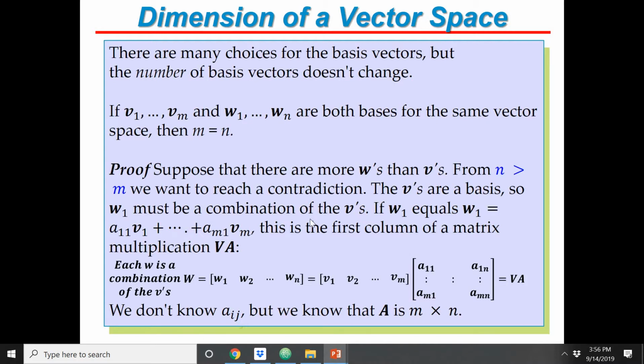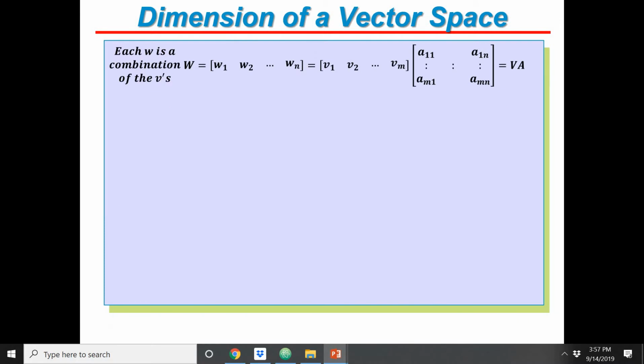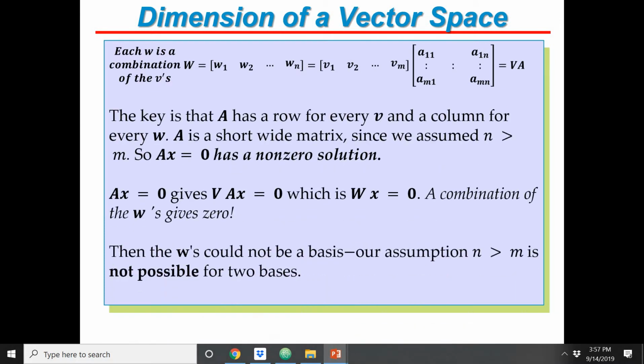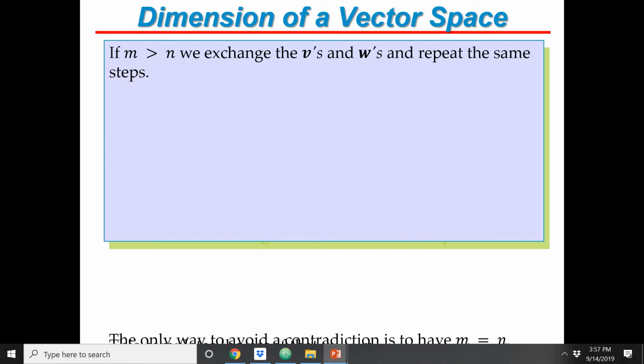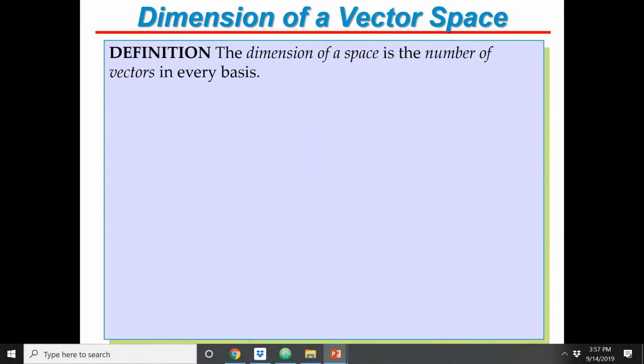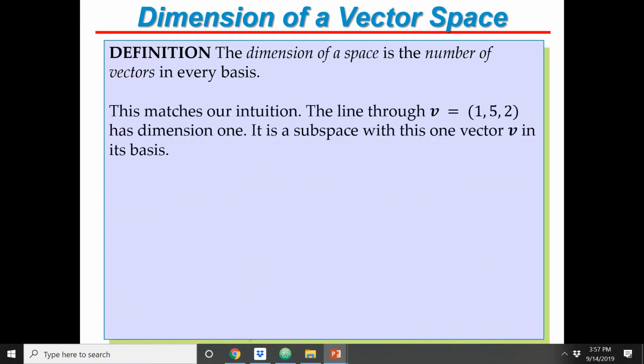So the only solution is m equal to n, and that's why the concept of dimension of a vector space comes to be fundamental. Every basis of that space has the same number of independent vectors, but the basis is not unique. The dimension, though, is a unique number that identifies that space. All right, so this is an extremely important concept for our linear algebra part of the course. The dimension of the space is the number of vectors in every basis.